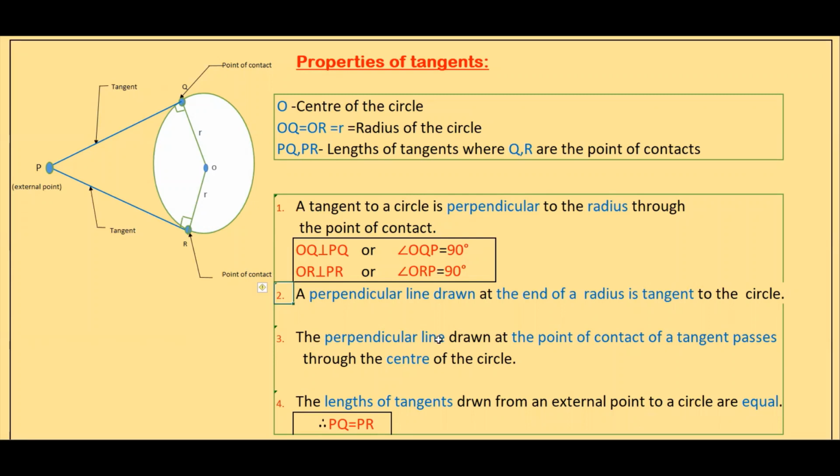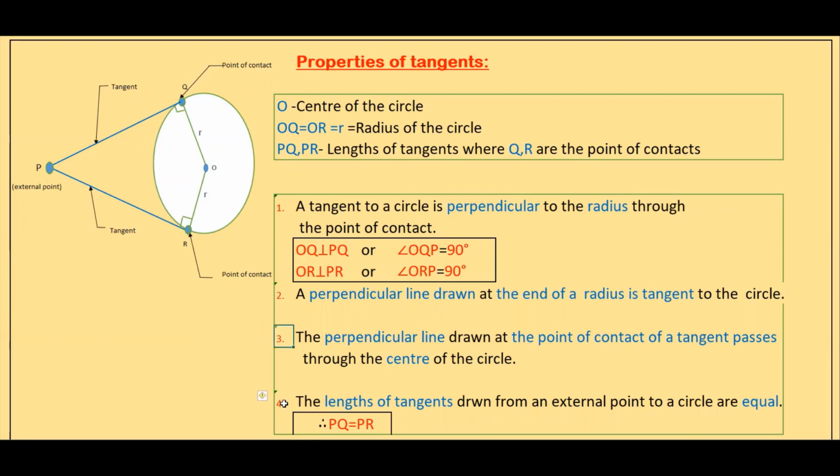The third property is that the perpendicular line drawn at the point of contact of a tangent passes through the center of the circle. Or you can say that if you first draw a tangent, and then draw a perpendicular line to the tangent at this point of contact, then that line passes through the center of the circle. So this is the radius.